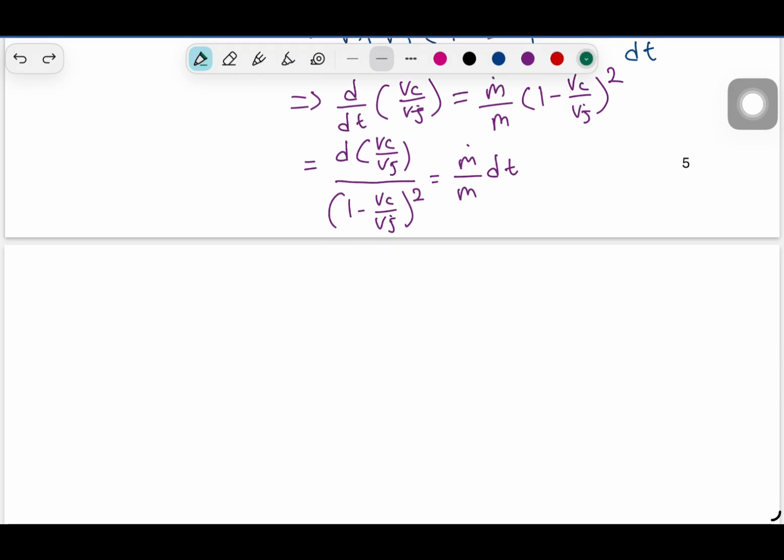So here we can call this u, just to make calculations simpler. And this is also u. So here we have du over 1 minus u squared, which is equal to m dot over m, the mass flow rate over mass.